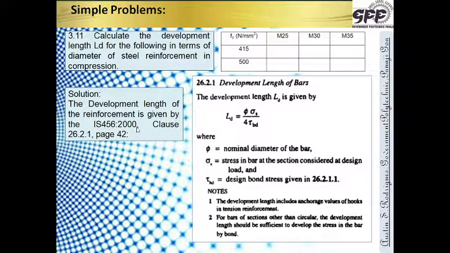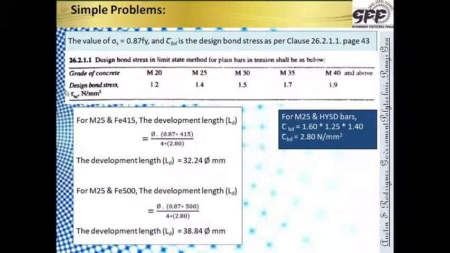So the development length of the reinforcement is given by the clause in IS 456:2000, clause 26.2.1, page number 42. LD is equal to phi into sigma s upon 4 tau BD, where phi is the nominal diameter of the bar, sigma s is the stress developed in the bar at the design load, and tau BD is the design bond stress. So over here in this problem we have been told not to substitute the diameter of the bar so that the diameter can be put in later. Now let us have a look at that.